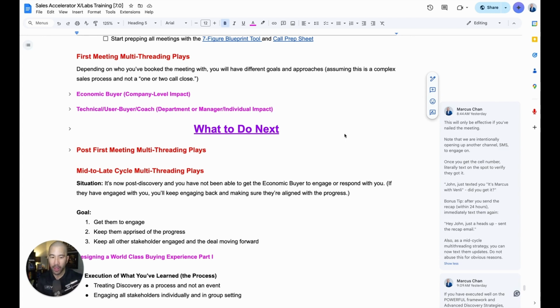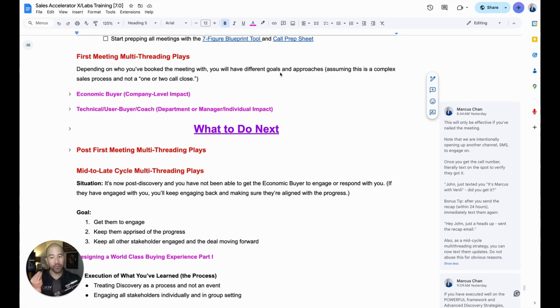All right, now, on top of this, I think it's really important. Depending who you book the meeting with, you will have very different goals and approaches. Now, I'm assuming, again, this is a complex sales process, meaning there are multiple stakeholders. It's a larger opportunity, generally mid-market and enterprise, right? And it's not a 1 or 2 call close. Now, again, if you're an SME watching this, in some situations, it's still going to be a complex sale, so you can still apply these same principles as well.